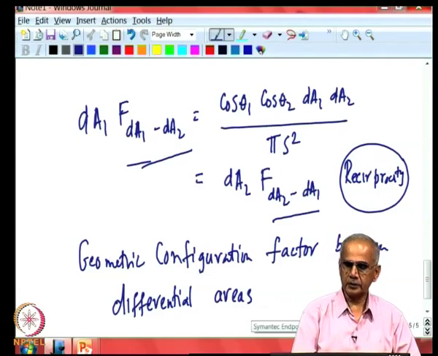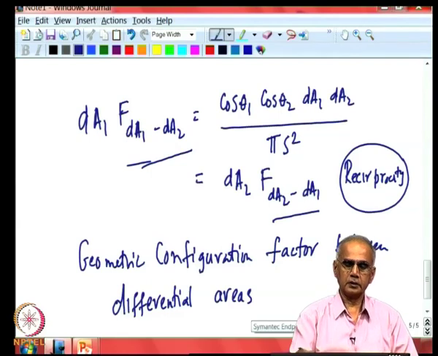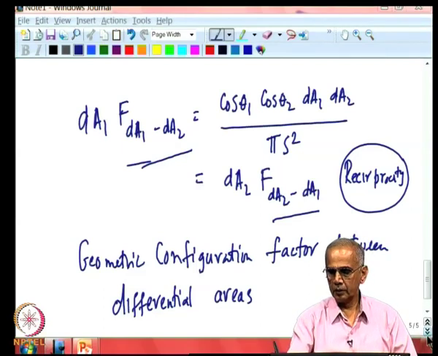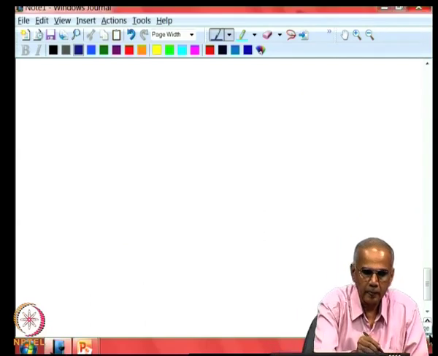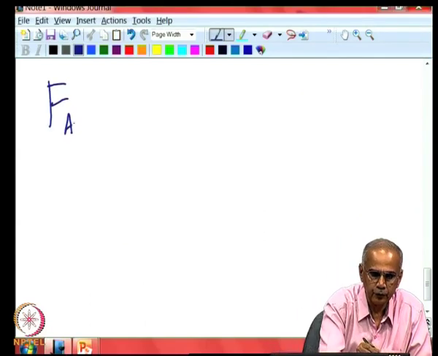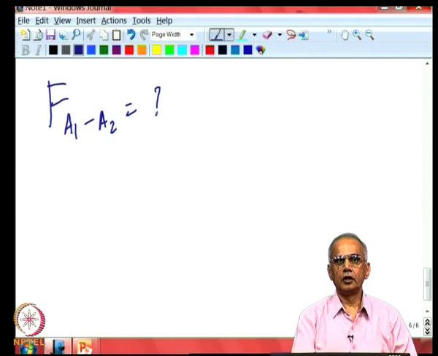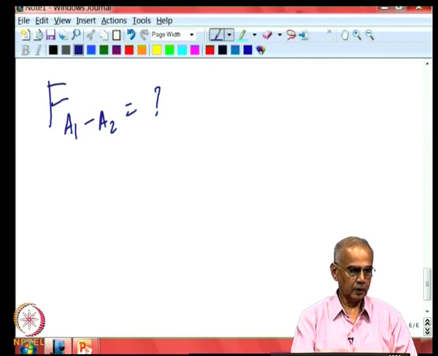But as you can realize, this equation, although very useful, is not very practical, because in engineering applications you need not F dA1 dA2, but you need F A1 A2, that is, the geometric configuration factor between finite areas. So this is a quantity of great interest to us.